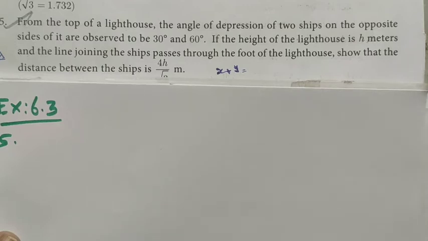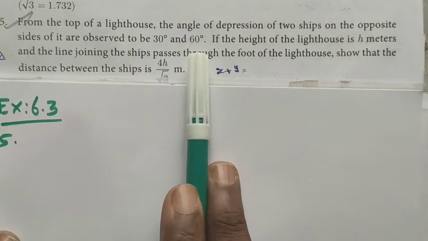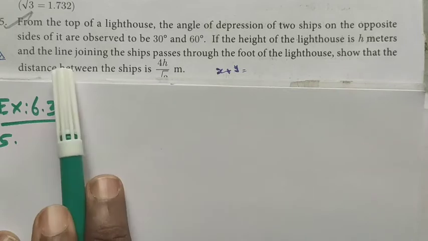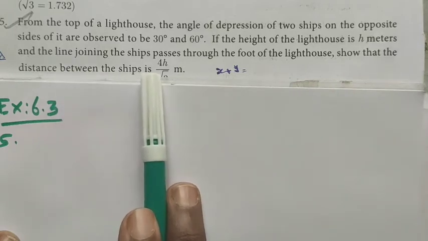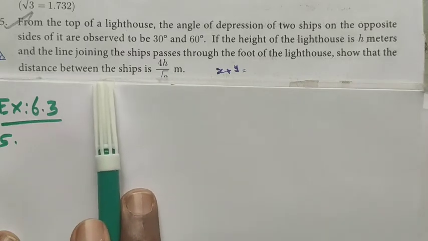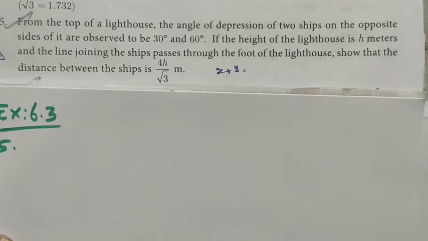Class 10, exercise number 6.3, question number 5. From the top of a lighthouse, the angles of depression of two ships on the opposite sides of it are observed to be 30 degrees and 60 degrees. If the height of the lighthouse is h meters and the line joining the ships passes through the foot of the lighthouse, show that the distance between the ships is 4h divided by root 3 meters.